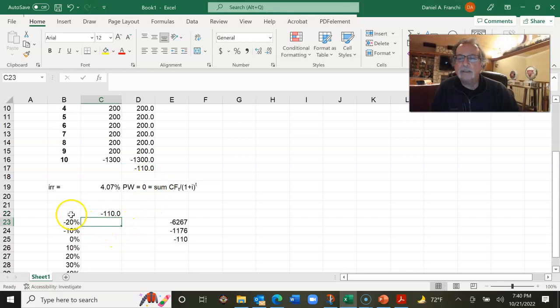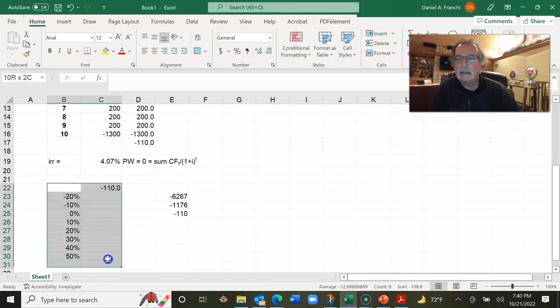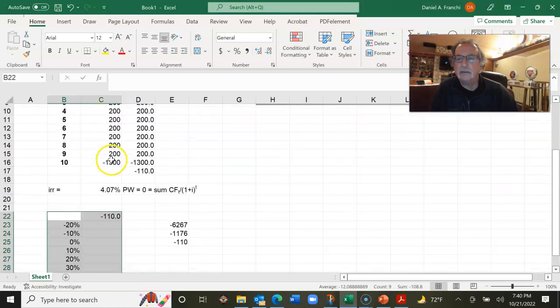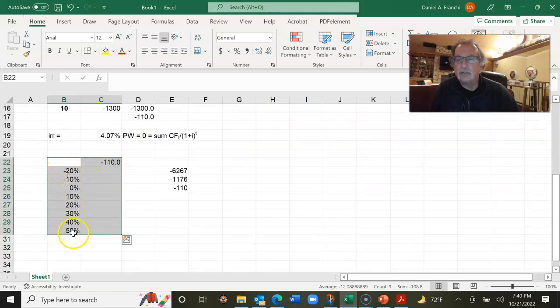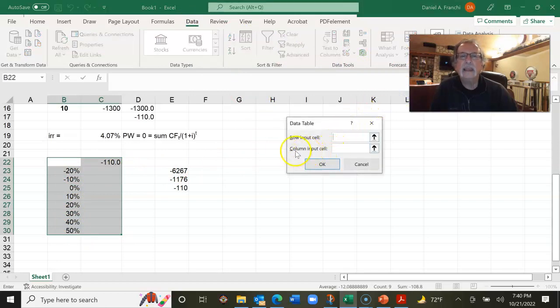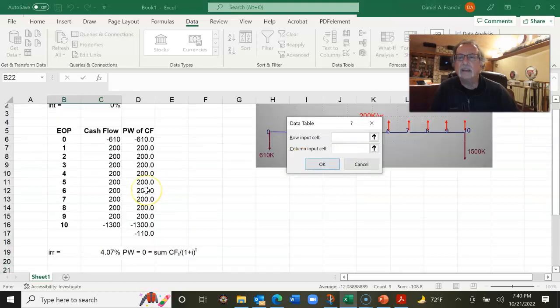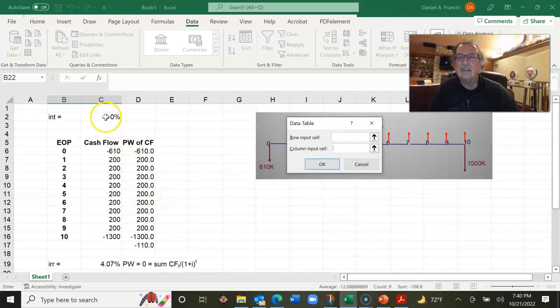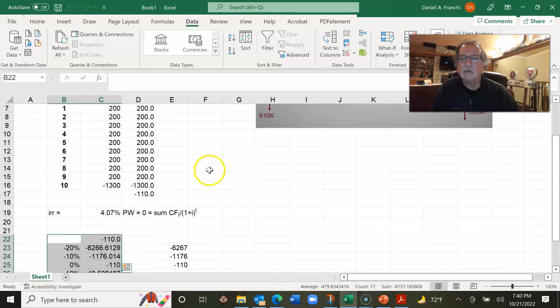Now what I'm going to do now is I'm going to highlight this table. So this is the calculated number that's calculated at this value right here. And these are the numbers I want to vary. And I'm going to go into the Data tab, What If Analysis, Data Table. This is a one variable data table. I don't have a row input cell, I have a column input cell. And my column input cell is this number right here. Click OK, and look what has happened.